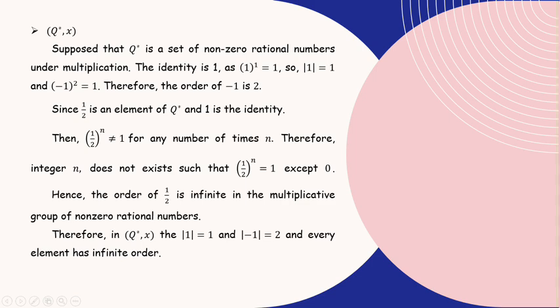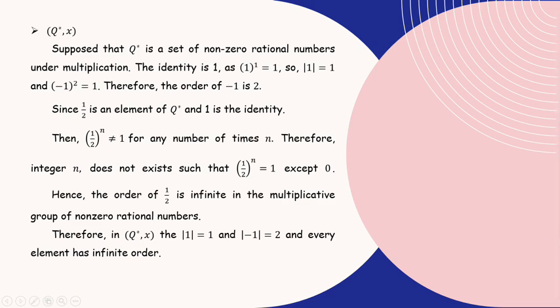Now, let's proceed to another example, which is Q star under multiplication. Suppose that Q star is the set of non-zero rational numbers under multiplication. The identity is 1, and 1 raised to 1 equals 1. So, |1| equals 1, and negative 1 raised to 2 equals 1. Therefore, the order of negative 1 is 2.